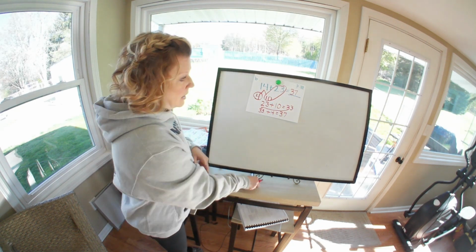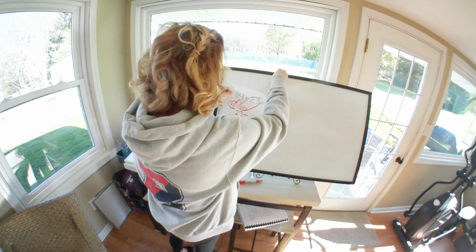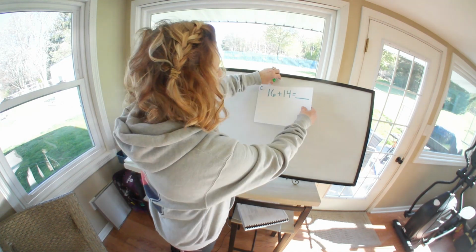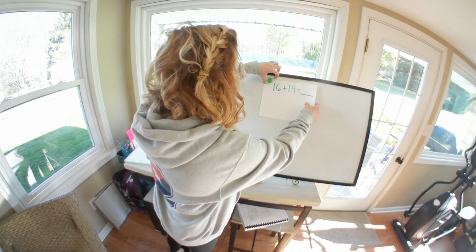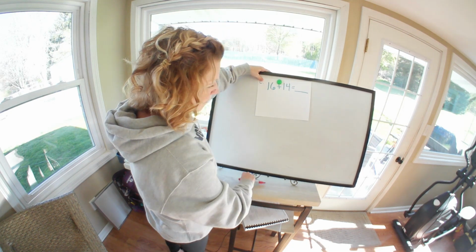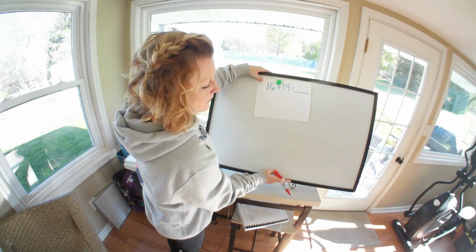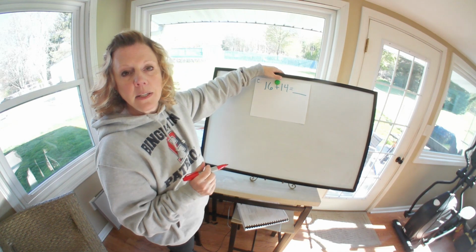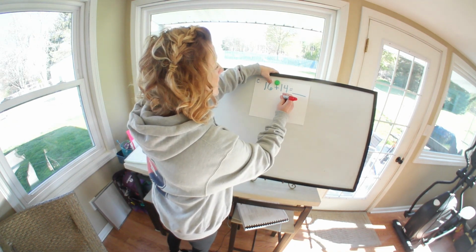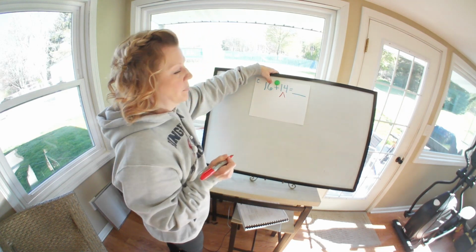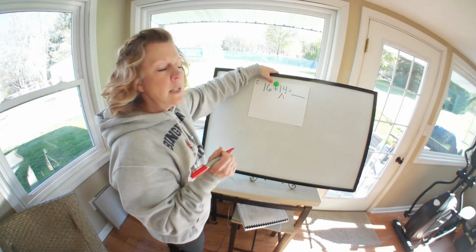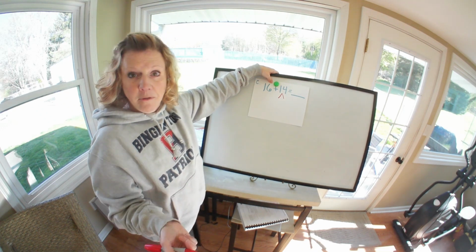Okay? Now, we're going to look at one more. We're going to look at letter C now. Let's look at letter C. Okay, here we go. So, this time we have 16 plus 14. We're going to break down the smaller number. So let's break it down. Okay? Now, what we're going to do is we're going to break it down into 10, 4.